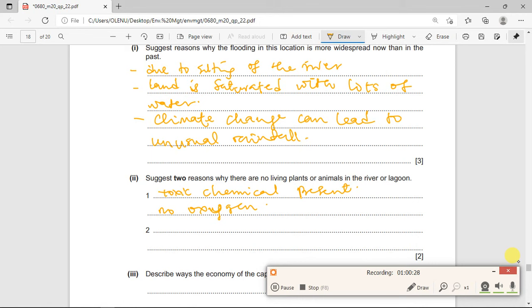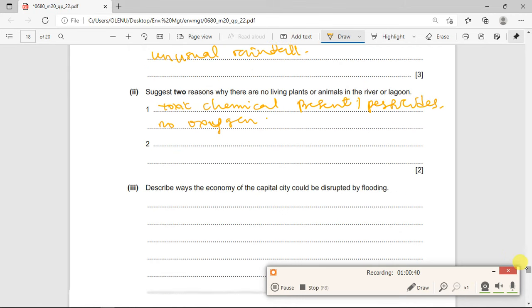So, if no oxygen, no toxic chemicals such as pesticides can disrupt the food chain.